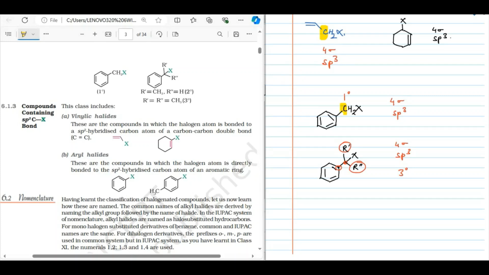Now come to the hybridization of the carbon to which the halogen is bonded. As it has formed 4 sigma bonds, the hybridization will be sp3. Now come to the other class of compounds containing an sp2 hybridized carbon to which the halogen is bonded. This class includes vinylic halide and aryl halide. So first let's discuss vinylic halide. These are the compounds in which the halogen atom is bonded to the sp2 hybridized carbon atom of the carbon-carbon double bond.